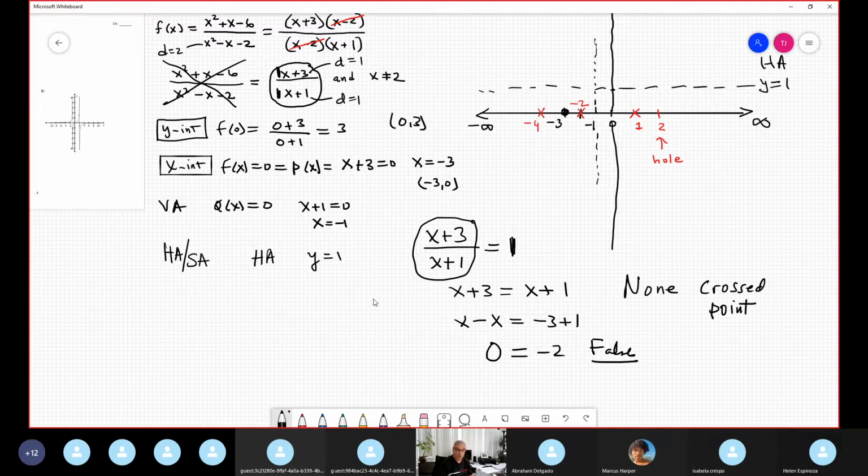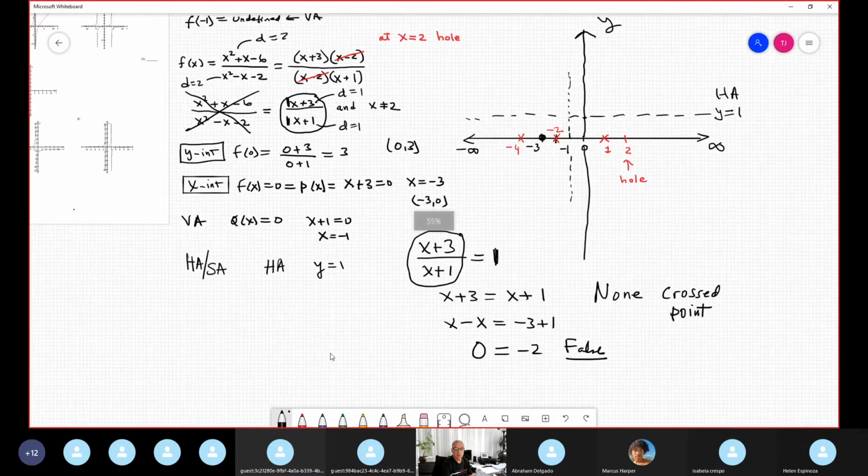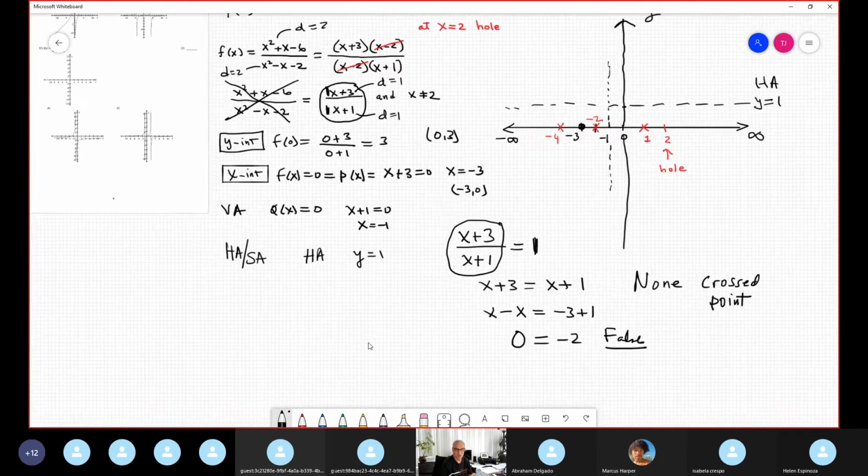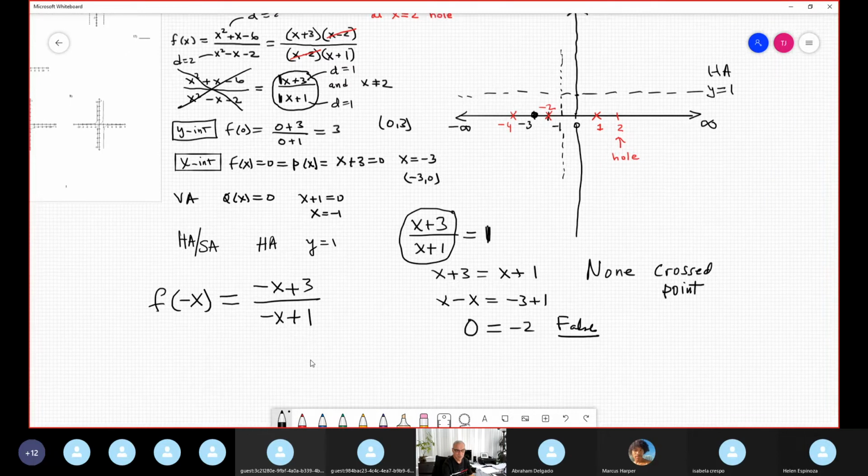Super. Symmetry now. Am I testing symmetry in the original or in the new one? In the new one. It's obvious, right? So f of minus x is minus x plus 3 divided by minus x plus 1. Oh, wow, this is ugly. I don't see this very well, so I write it in this way. I prefer to put the positive in the first one, like that. And we compare this one and this one.